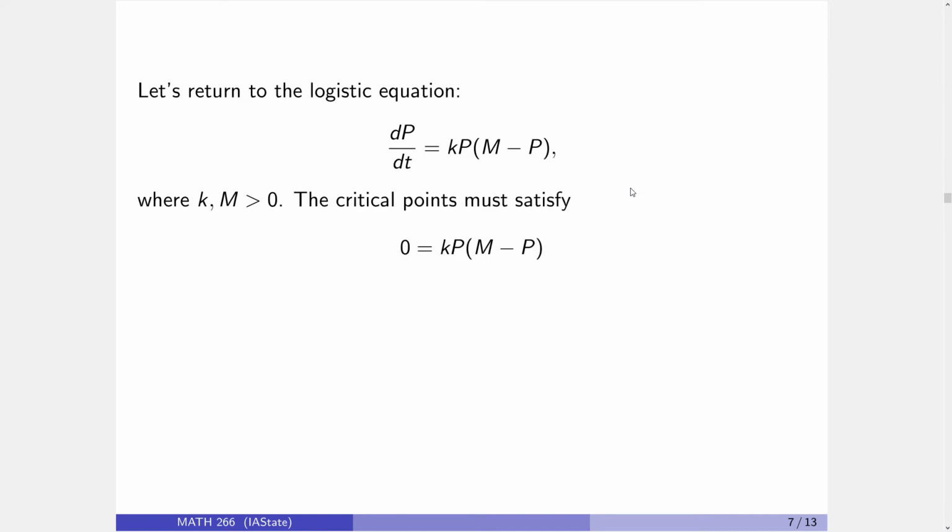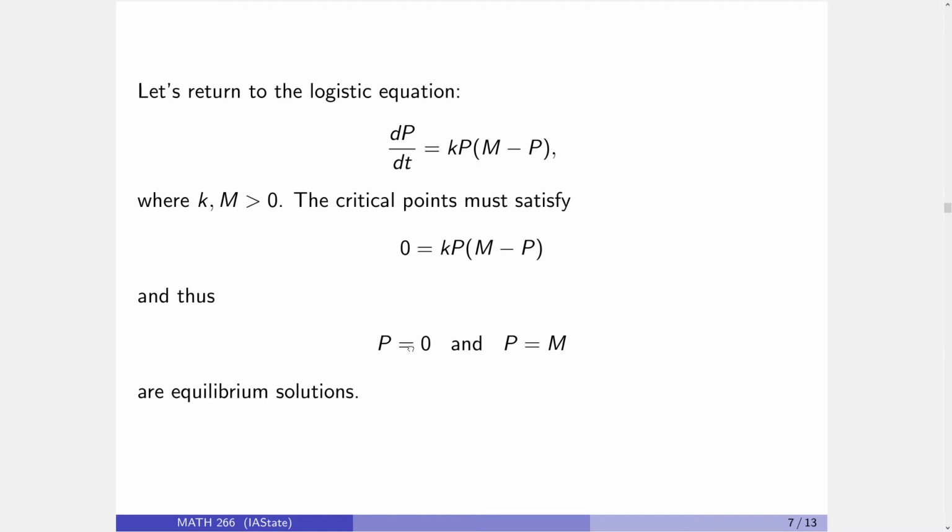Alright, the critical points, so you just replace the derivative with 0, must satisfy the following, and k is positive, so the only way this is true is if P was 0, or if this quantity was 0, which of course means that P was equal to M. So this reveals that our logistic equation has two solutions. This differential equation always has two solutions. If we were constantly equal to 0, or if we were constantly equal to M.